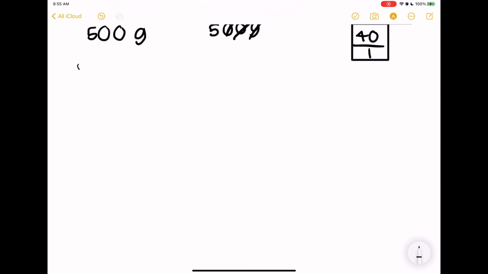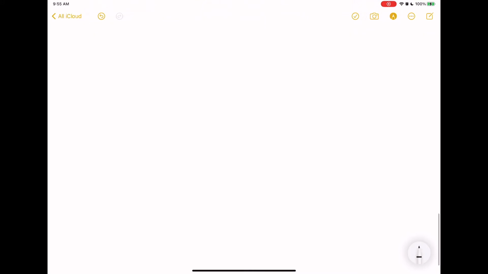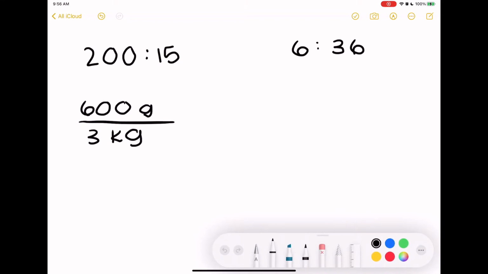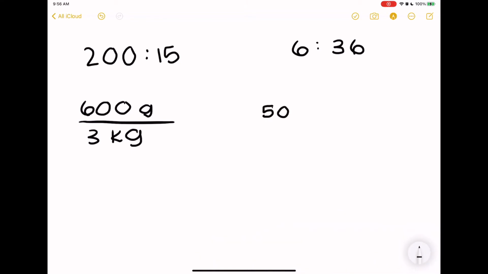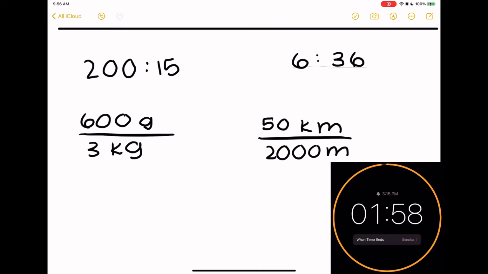Now you all are going to simplify 4 different ratios, 2 of which include units. So the first ratio is 200 to 15. The next one is 6 to 36. And then for the ones with units, we have 600 grams over 3 kilograms, and then 50 kilometers over 2,000 meters. You'll have 2 minutes to simplify all of these ratios.